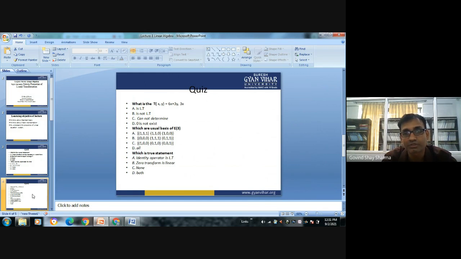Which is the true statement? Identity operator is linear, zero transform is linear and non-invertible. So identity element Tx is equal to x. This is linear. Tx is equal to 0 is the zero transform. Both conditions are satisfied. So we can say both are the right option.